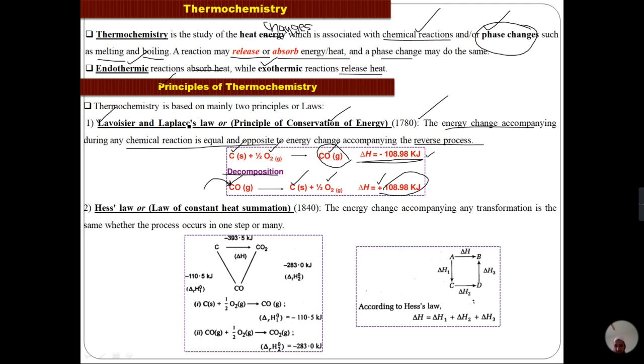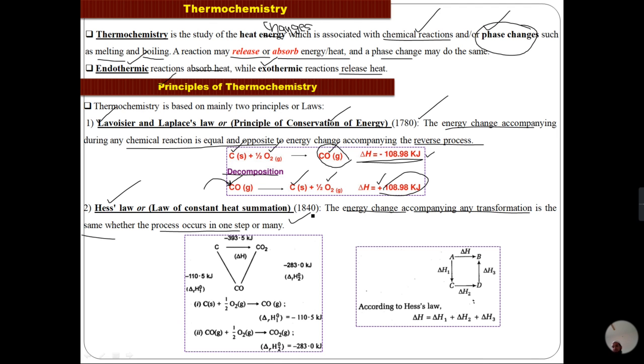The second principle, which is thermochemistry based, is Hess's law. It's also called the law of constant heat summation. What it says is, energy changes accompanying any transformation, where transformation means conversion of reactants into products or products into reactants, or phase changes, the energy change is the same whether the process occurs in one step or many steps.